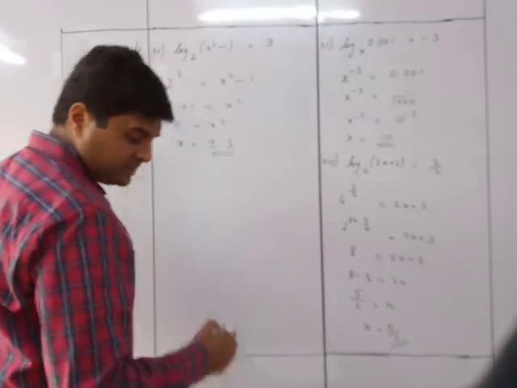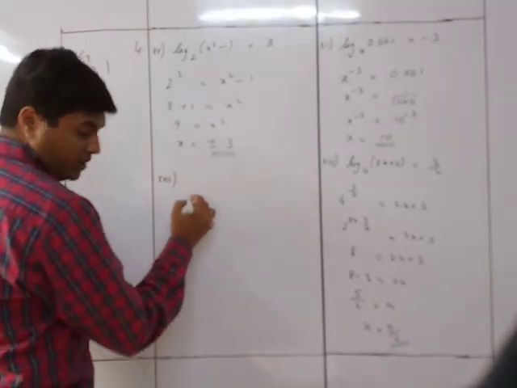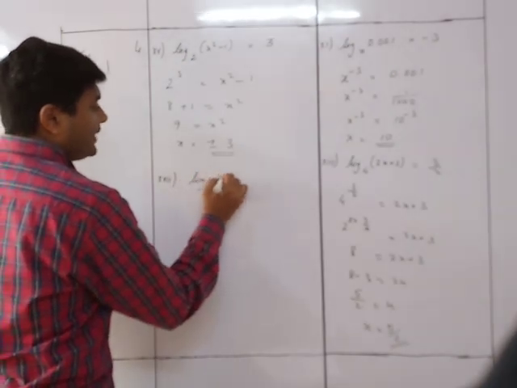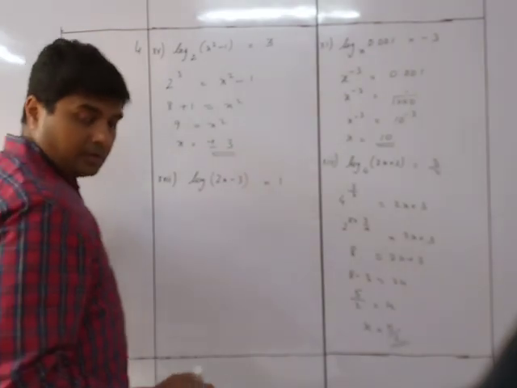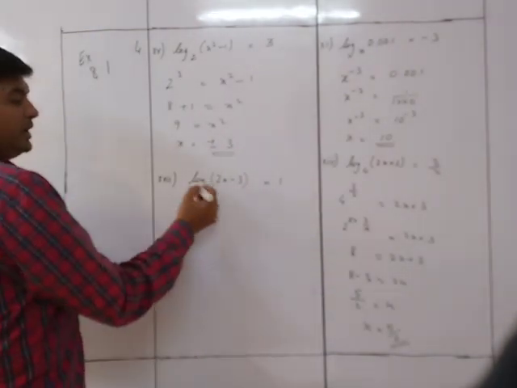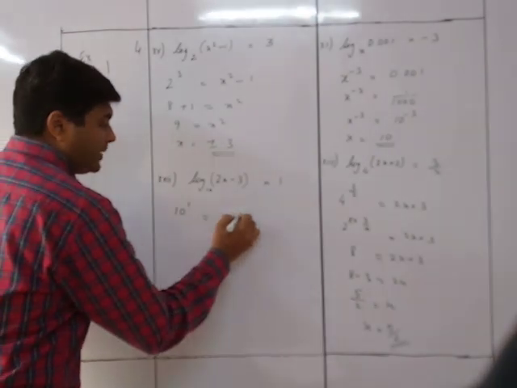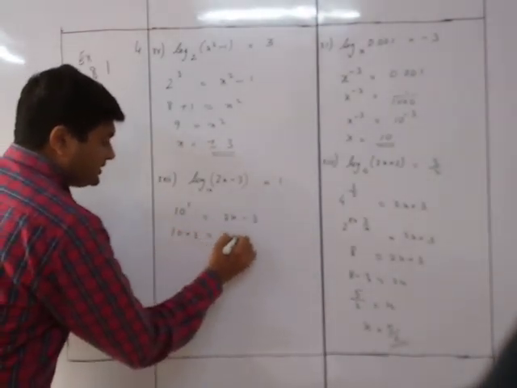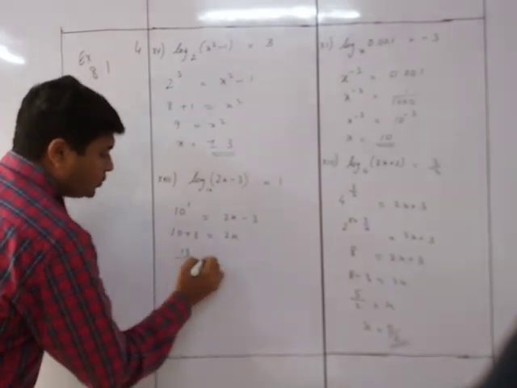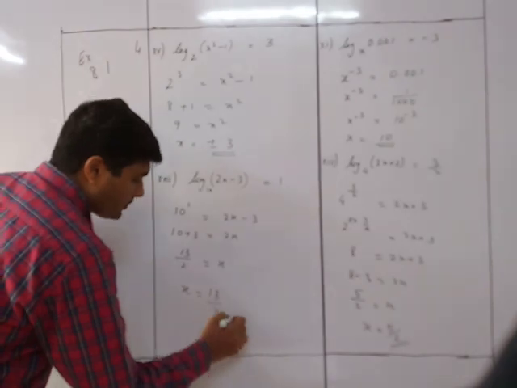We come to the last sum, the 17th one. In the 17th, we have log of 2x minus 3 is equal to 1. Since nothing is given over here, the base has to be taken as 10. So 10 raised to 1 is equal to 2x minus 3. So 10 plus 3 is equal to 2x. 13 upon 2 is equal to x. So x is equal to 13 upon 2.